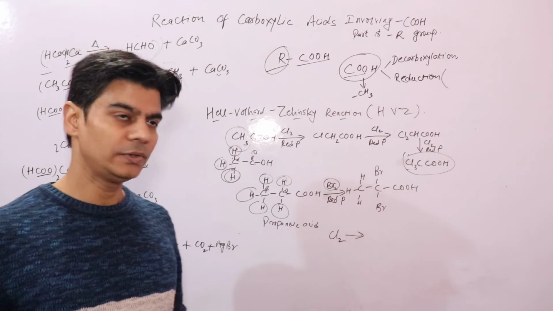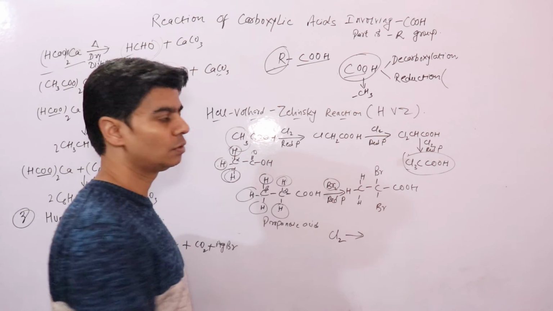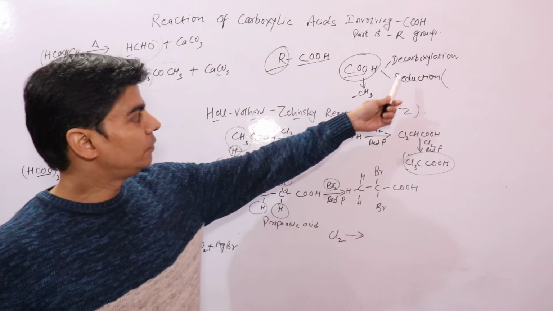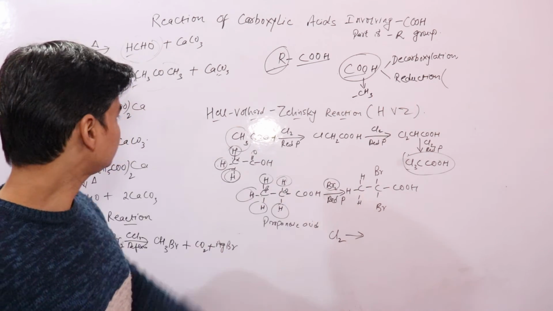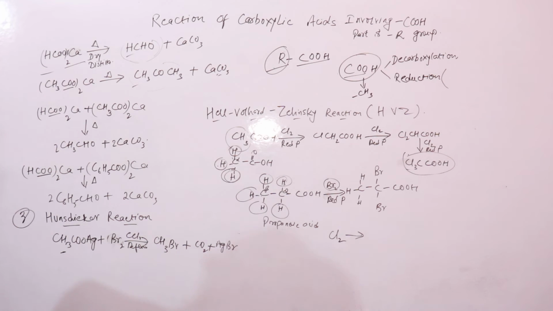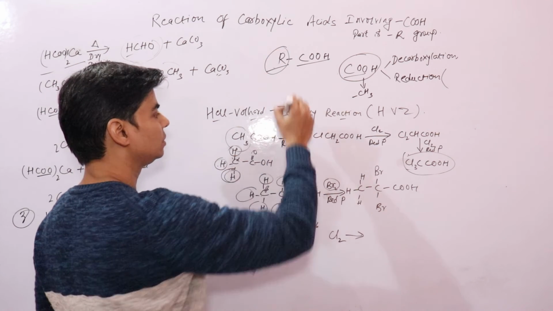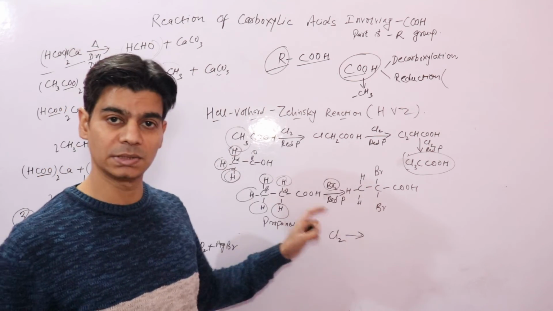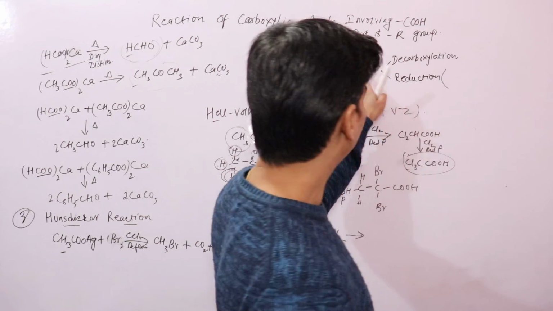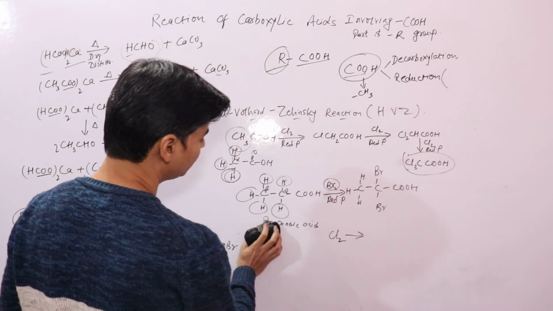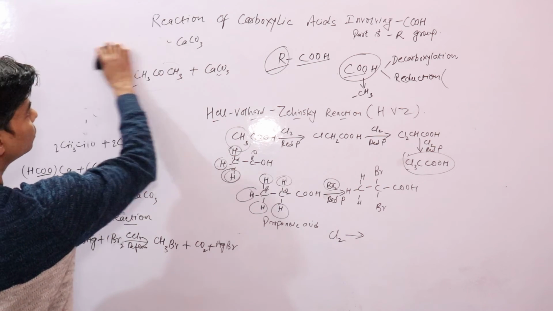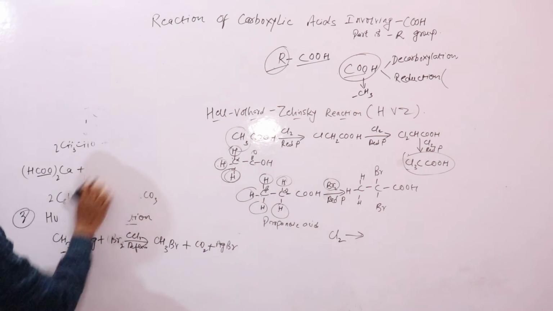In this lecture we have studied reactions where the COOH group is involved, right? We have seen the decarboxylation reaction, and we'll now see reduction reactions. Then we saw a reaction where only the R group is involved, which is your Hell-Volhard-Zelinsky reaction. Now let's look into the reduction reaction, where the COOH group would be reduced to CH3 group, right?